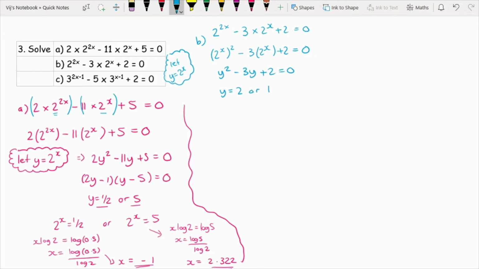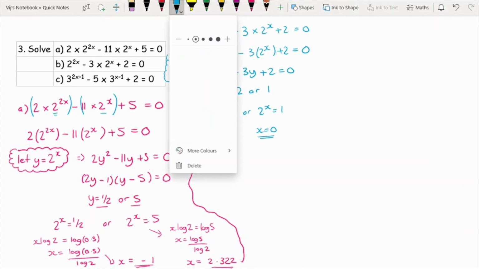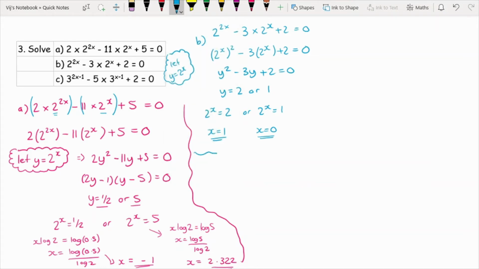So from this I've got 2 to the power of x equals 2 or 2 to the power of x equals 1. Well, I don't need to do any logs on this one. Well, I can, it doesn't really make a difference. But x must be 1 in this case because anything to the power of 1 equals itself. And x must equal 0 in this case because anything to the power of 0 gives you 1. But again, if I was to do the logs of both these sides, I would have ended up with the exact same answer.